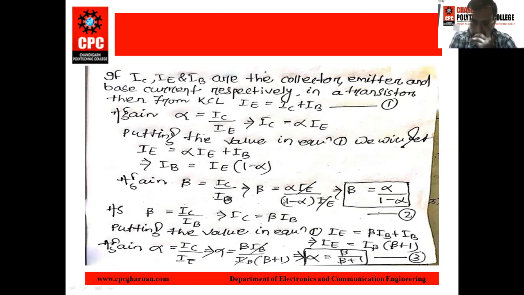Now after that, we can put the value of IB in this equation. The value of IC is alpha of IE and the value of IB is 1 minus alpha times IE, that is, IE cancels, and the value of beta is alpha upon 1 minus alpha. So, IC is equal to beta of IB. After that, we can convert the value of beta, the value of alpha in terms of beta by these equations.